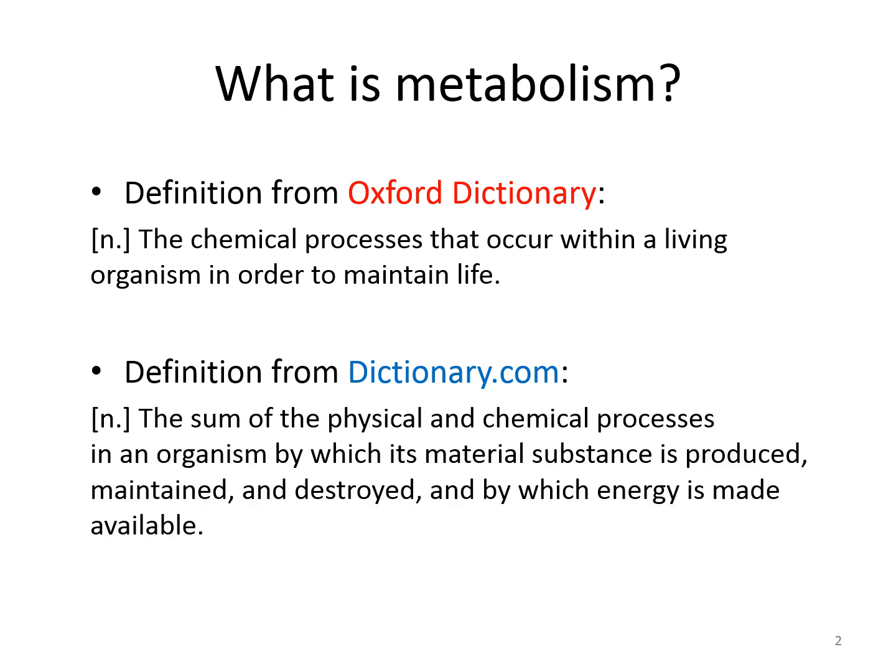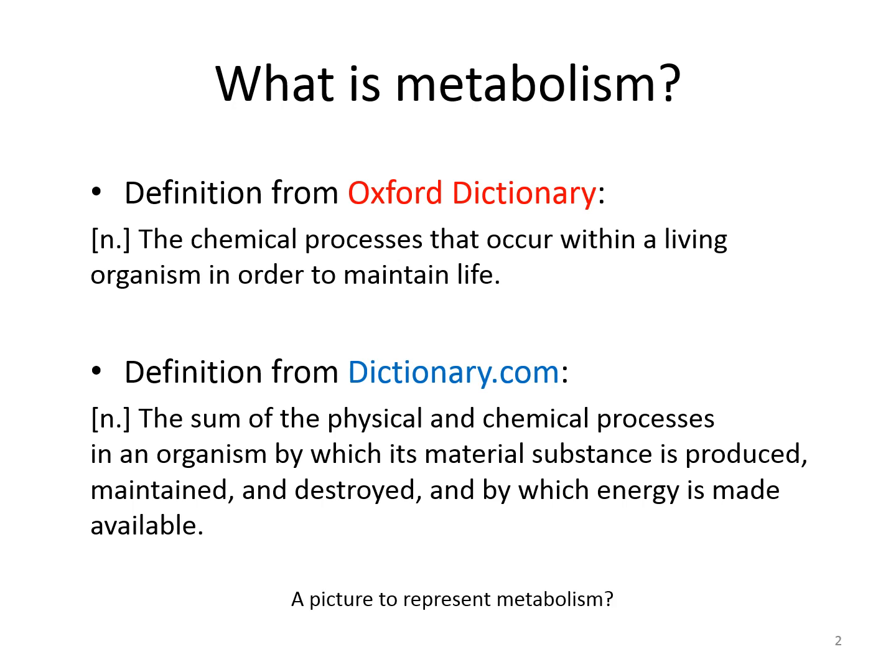Metabolism is the sum of the physical and chemical processes in an organism by which its material is being produced, maintained, and destroyed, and by which energy is made available. So this is anabolism; maintained, which is equal to homeostasis; and destroyed, which is catabolism; and energy made available, which is ATP production. So this statement has summed up everything very well.